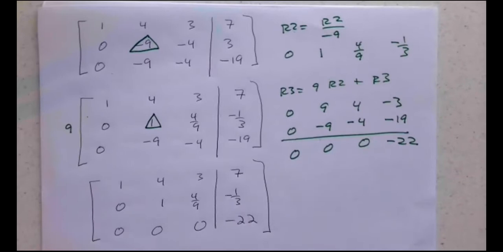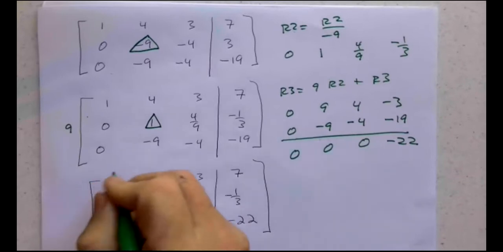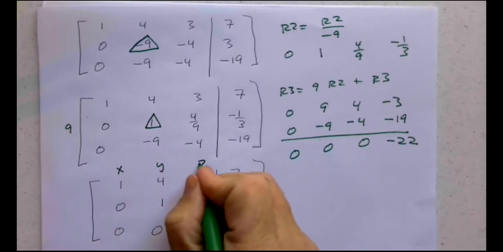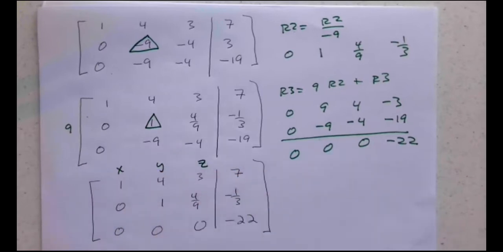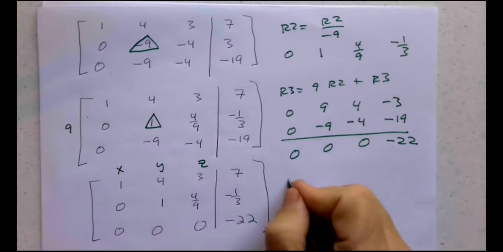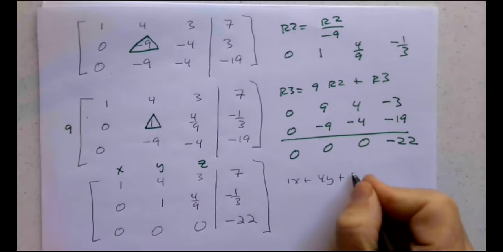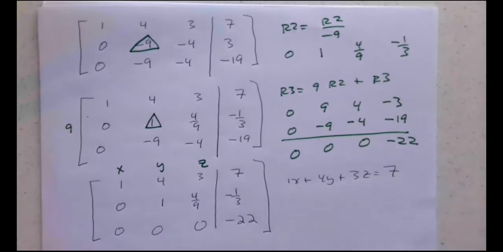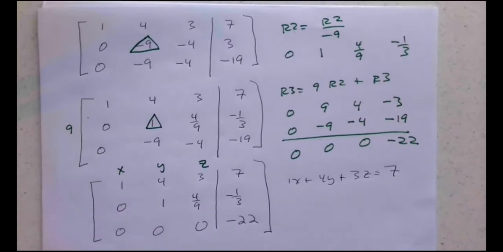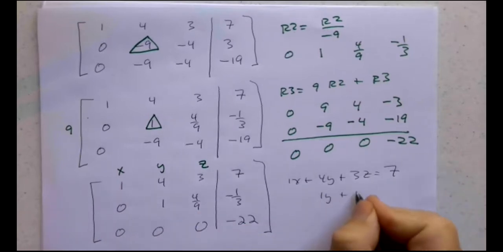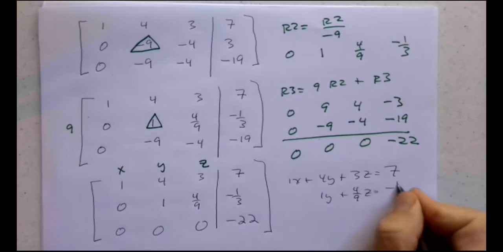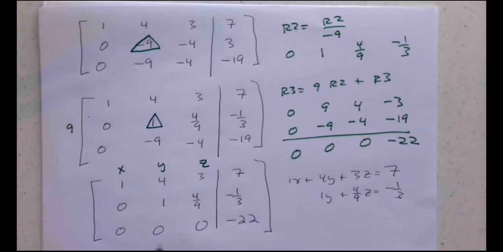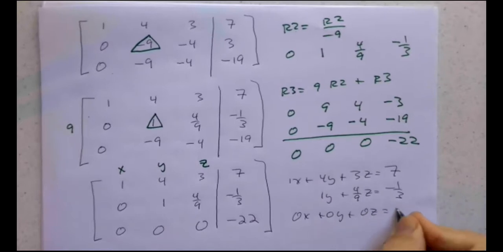What you have to remember is the first column is x, second column is y, third column is z. So the first row is an equation. It's the same equation we started with, 1x plus 4y plus 3z equals 7. If I use Gaussian elimination this way, just going below, the first equation rarely changes. Second equation, 0x, so I don't need that, plus 1y plus 4/9 z equals -1/3. Okay, 0x plus 0y plus 0z, let me write that down for emphasis: 0x plus 0y plus 0z equals -22.